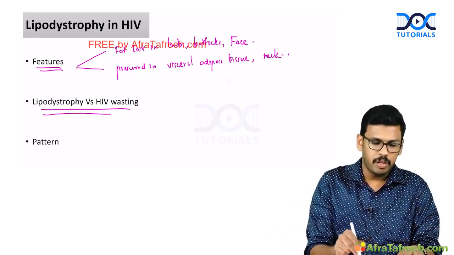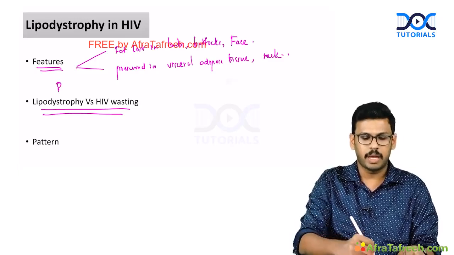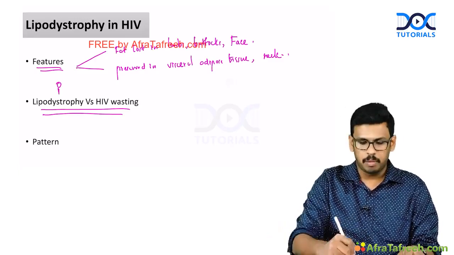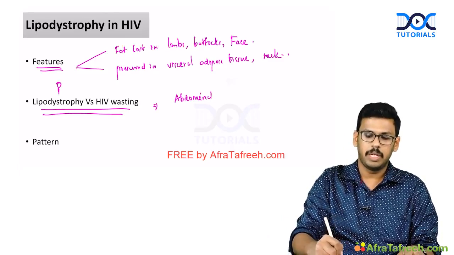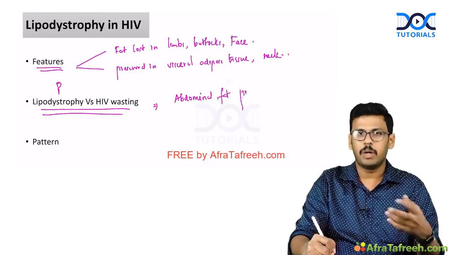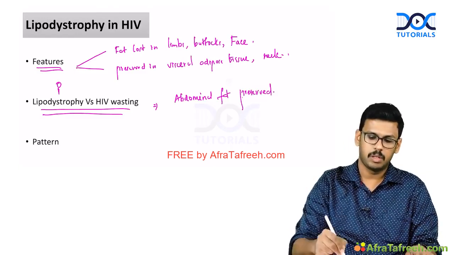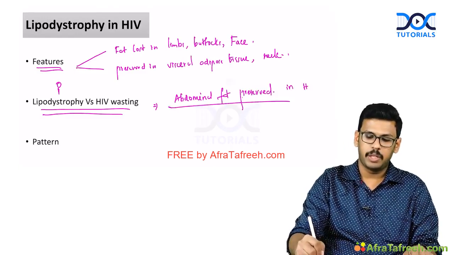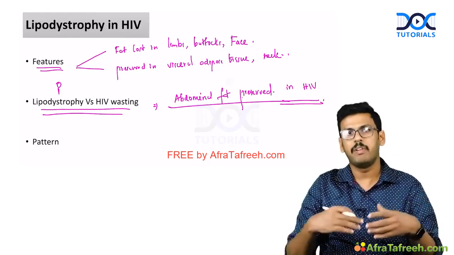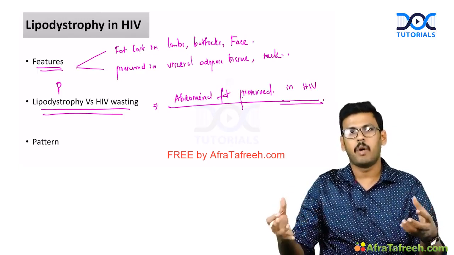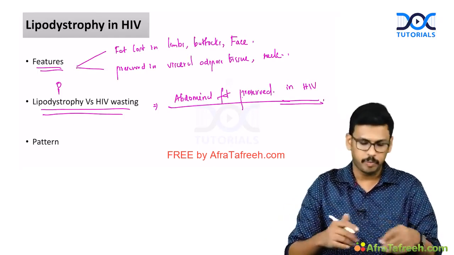So how do you differentiate generalized lipodystrophy versus HIV lipodystrophy? Mainly the abdominal fat is preserved. So abdominal fat is the one which is bad for us. So abdominal fat is preserved in HIV, whereas in generalized lipodystrophy, fat everywhere is lost. That is why there occurs ectopic fat deposition. Abdominal fat is preserved in HIV.